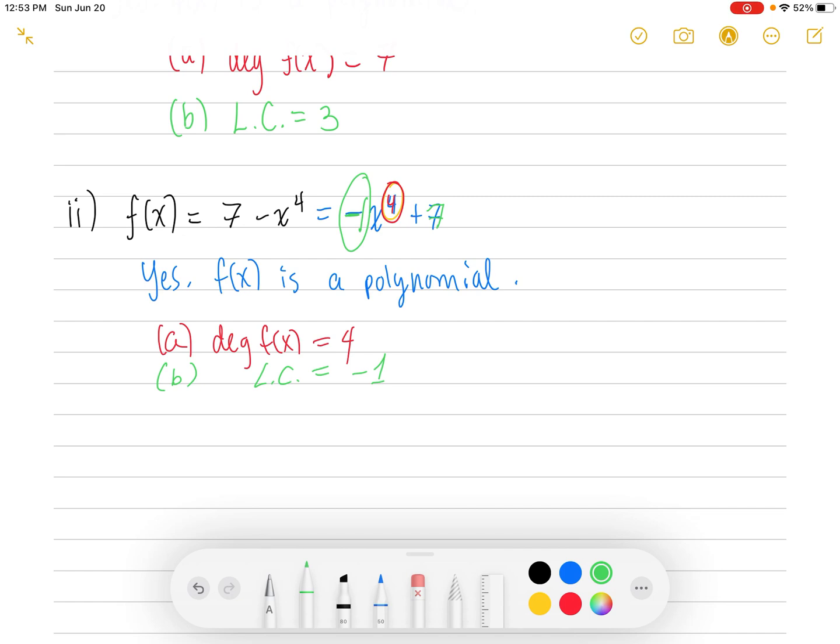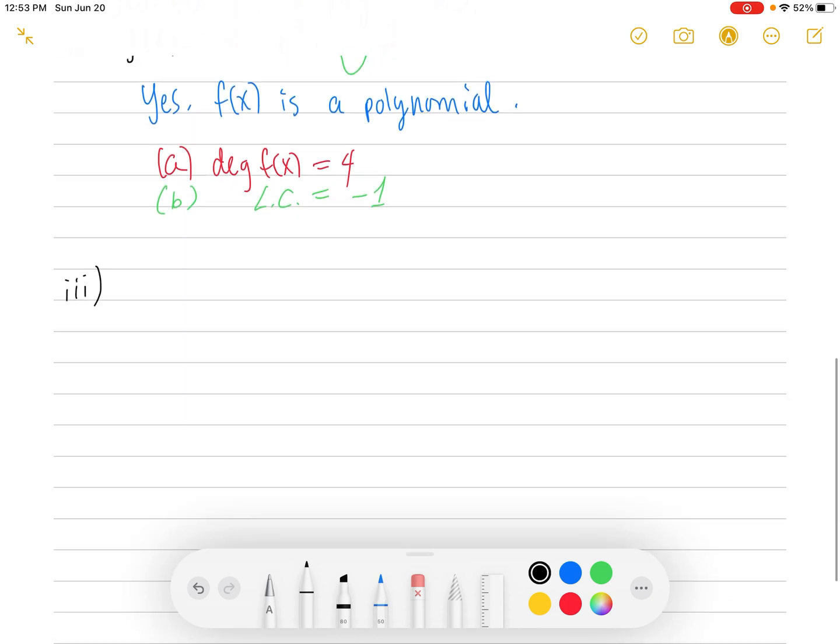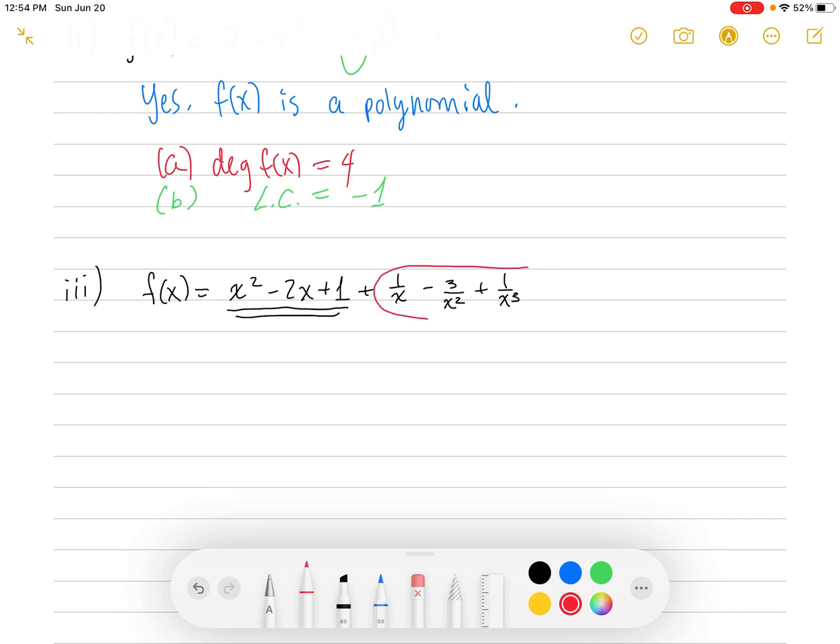Okay. Let's do another example. Number 1 and number 2 are both polynomials. Number 3, we're going to have x squared minus 2x plus 1 plus 1 over x minus 3 over x squared plus 1 over x cubed. So it looks like we start off with a polynomial. These first 3 terms are polynomial-like, but these last 3 are not.